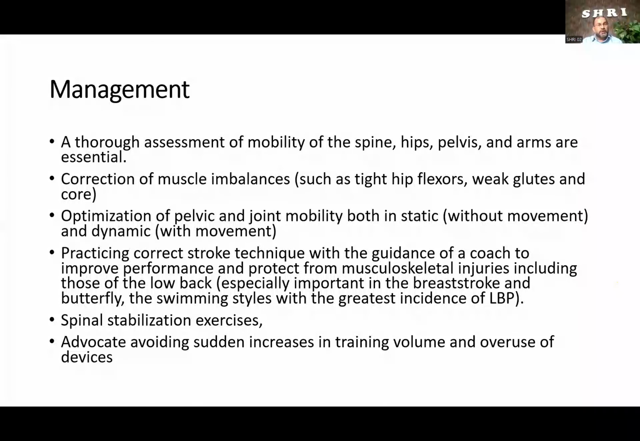Then we will go to management of swimmer's back. A thorough assessment of mobility of the spine, hips, and pelvis is essential. Then correction of muscle imbalances such as tight hip flexors, weak gluteus muscles, and core muscles. Then optimization of pelvic and joint mobility, both in static and dynamic status.